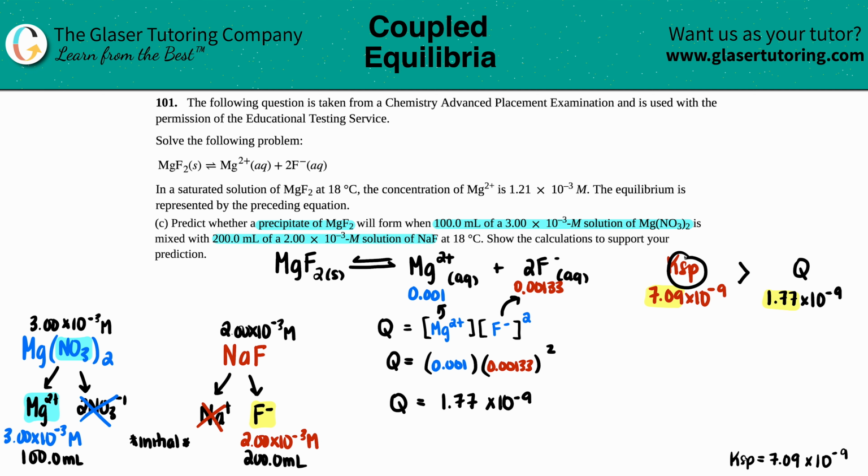Remember, the KSP is your limit, right? This is a saturated solution. Anything over that number, you will form a precipitate. But if you don't reach that max, if you're not up to that number yet, as we are here, since the Q value is lower than KSP, you have more room to play with, but you will not form a precipitate. So, not form a precipitate.